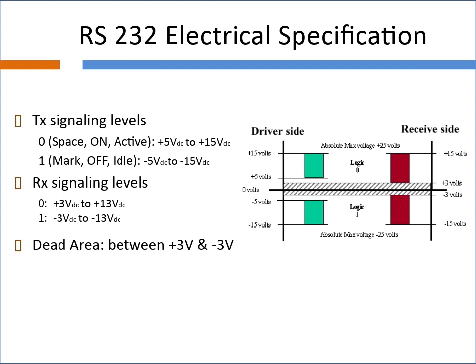So these are the standard specifications for RS-232 as far as electrical signaling is concerned. And the third bullet in the left hand side says that there is a dead area between plus 3 volts and minus 3 volts, and if the voltage lies between those levels, it's called a dead area, where nothing can be detected. Okay, so these are all standardization as far as electrical signaling is concerned with regard to RS-232.